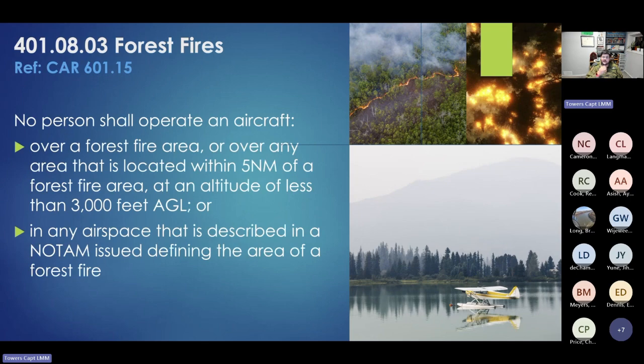When it comes to forest fires, no person shall operate an aircraft over a forest fire area or over any area that is located within 5 nautical miles of a forest fire area at an altitude of less than 3,000 feet AGL, or in any airspace that is described in a NOTAM issued defining the area of the forest fire.